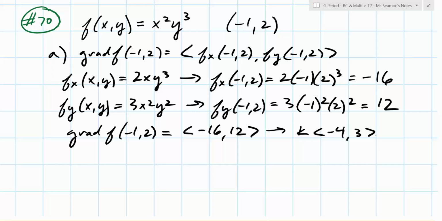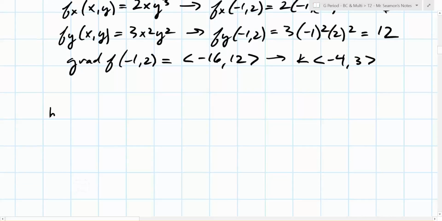Like 17 and 32. There's lots of factors of 32, right? Or like 9 and 64. There's lots of factors of each, but do they share any factors? No, they don't. Okay, so we found the direction of the max rate of change. Great. What does B ask us for? In the direction of the minimum rate of change.